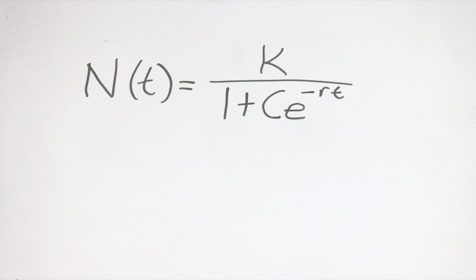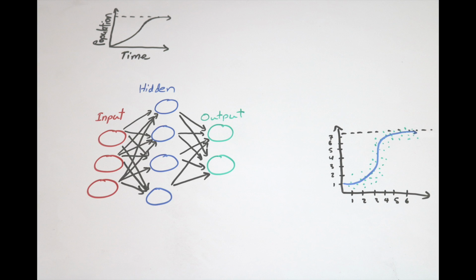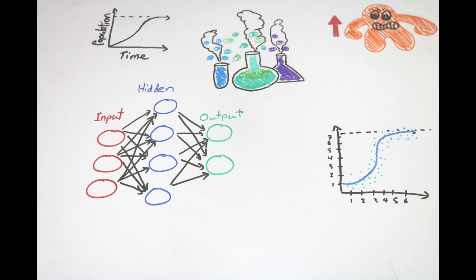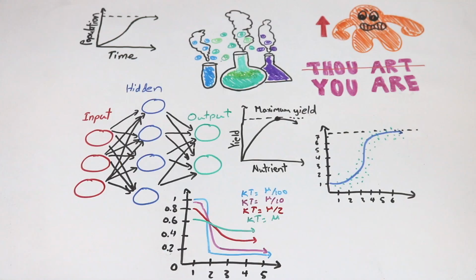This function, the logistic equation, has many applications in our everyday life, such as modeling population growth, logistic regression, neural networks, modeling the growth of tumors, chemistry reaction models, Fermi distribution, language change, and crop response, just to name a few.